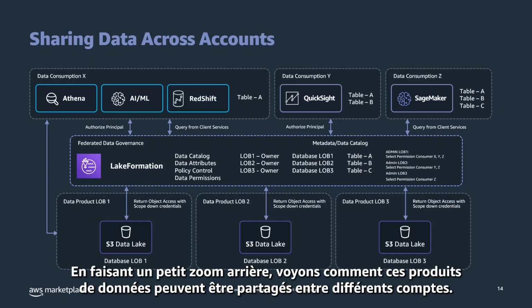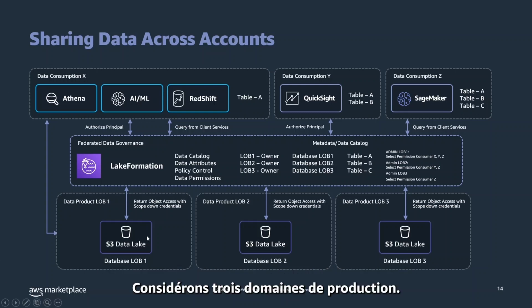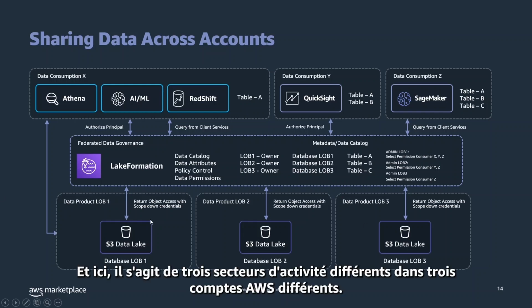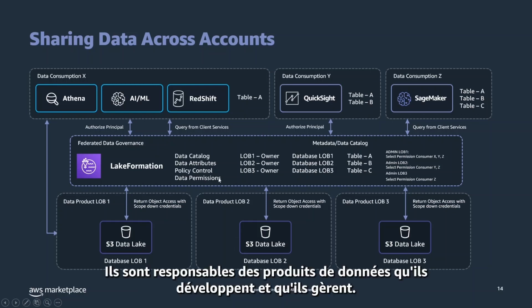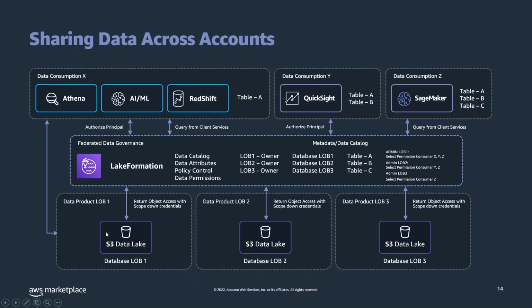Now, zooming out a bit, let's look at how these data products can be shared across different accounts. Let's consider 3 producer domains. And here these are 3 different lines of businesses in 3 different AWS accounts. They host their own data lake. They are responsible for the data products that they develop and they manage.